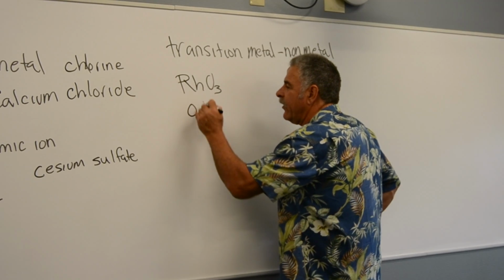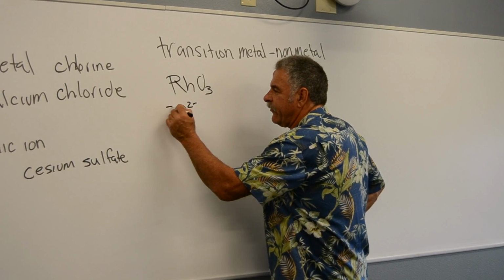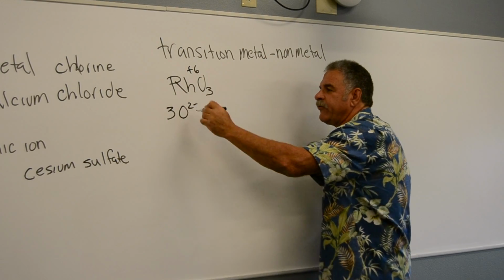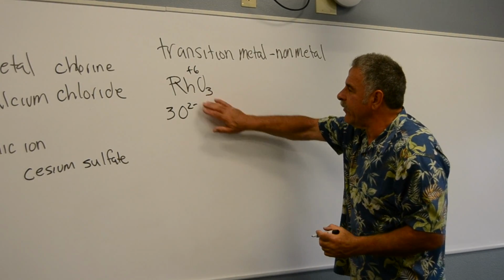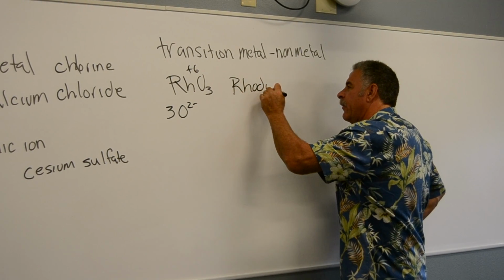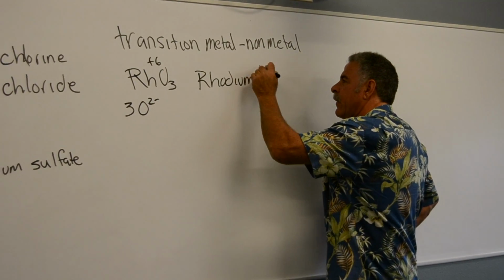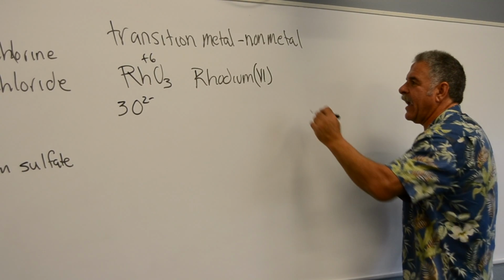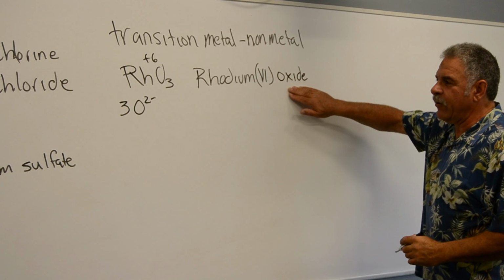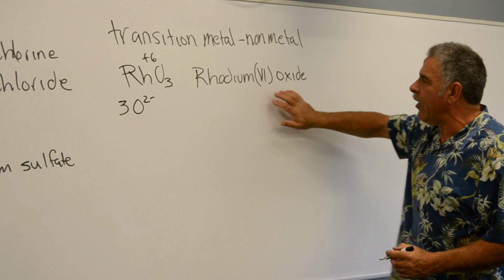Oxygen is always 2-. On this problem, there are 3 oxygens. So 3 times 2- is 6-. So in order to charge balance this compound, it has to be rhodium 6+. And so we have to say that. Rhodium 6, and then that's just oxide. Because oxygen is always -2, we know there's going to be 3 of them if this is rhodium 6. So that's how you name that compound.